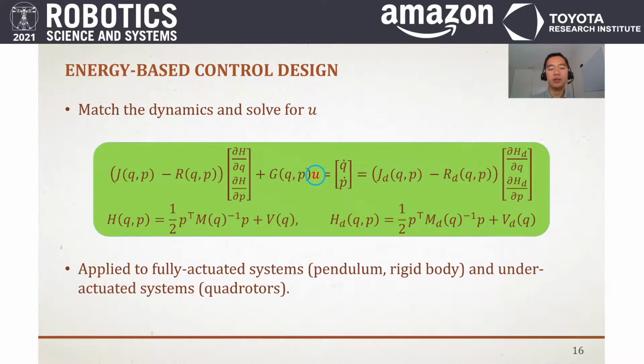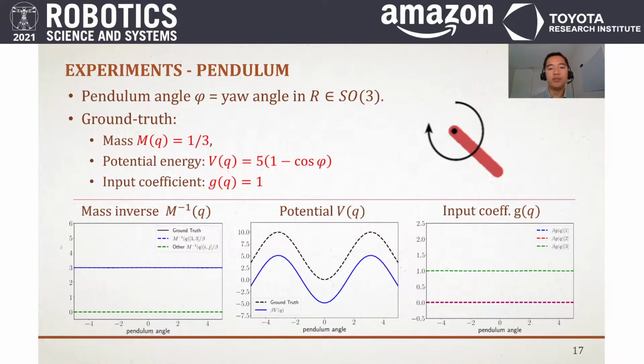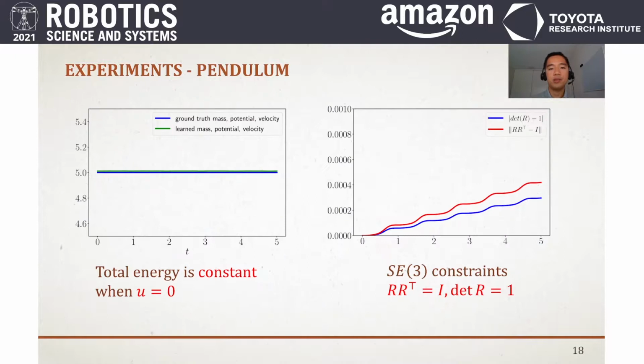For experiment, we first test our learning approach with the pendulum with these ground truth values. Our learning method can learn the correct mass, the correct input coefficient g, and the correct shape of the potential energy v. We verify the energy conservation by showing that the total energy of the system is a constant when the control is 0. The SE3 constraints are also satisfied by our framework.